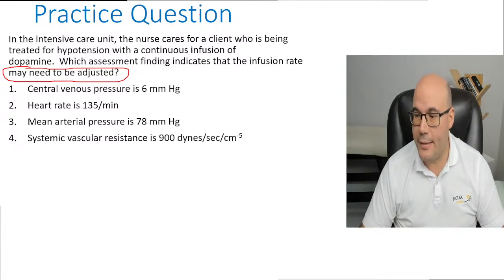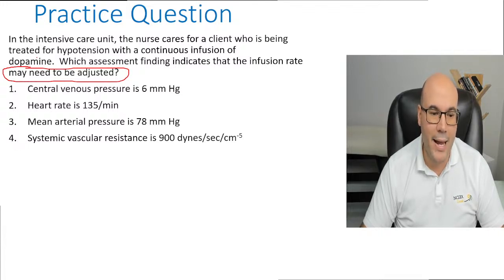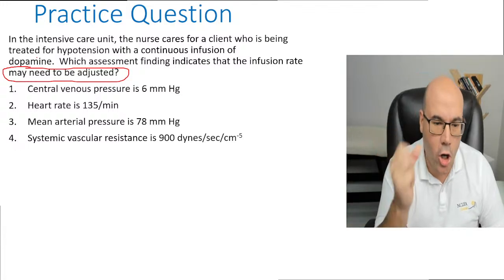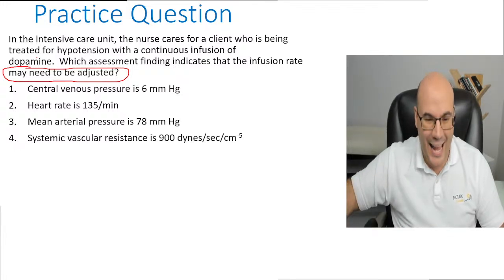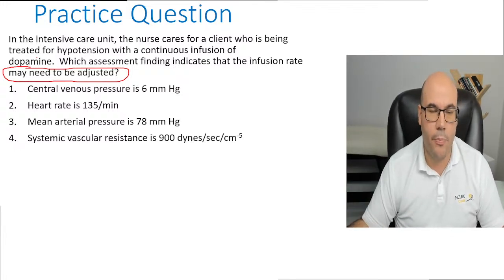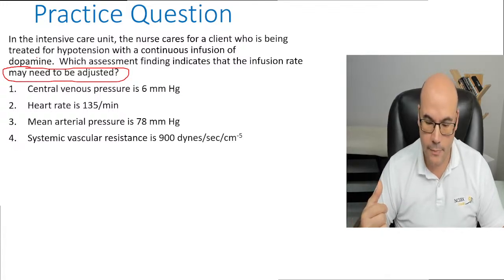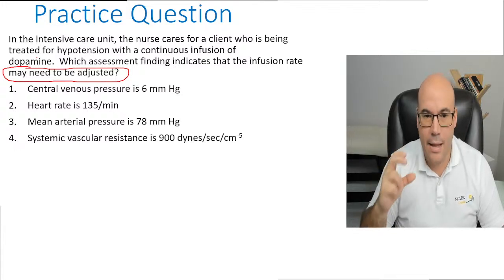The first thing that we have to pay attention to is the medication that we are administering. The medication is dopamine. Remember that dopamine is a sympathomimetic inotropic medication. So this is going to help improve the cardiac output. It's going to help improve myocardial contractility. It's going to increase the heart rate and therefore elevate the blood pressure, elevate the mean arterial pressure, and improve tissue perfusion. So that is the medication we're dealing with.